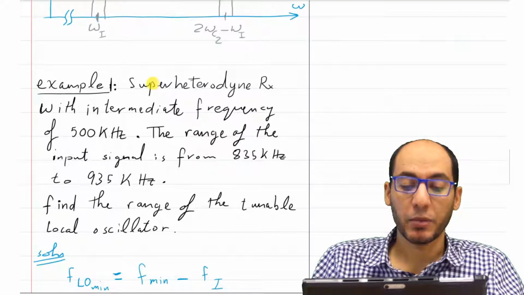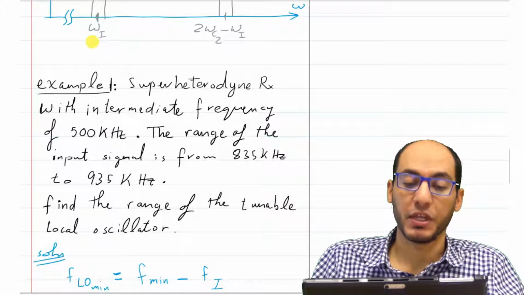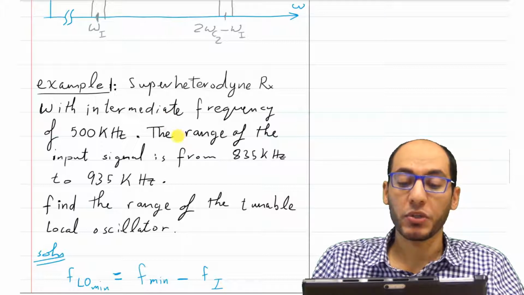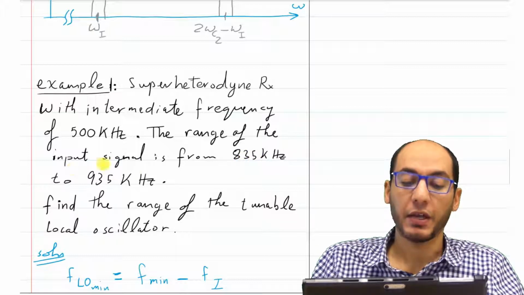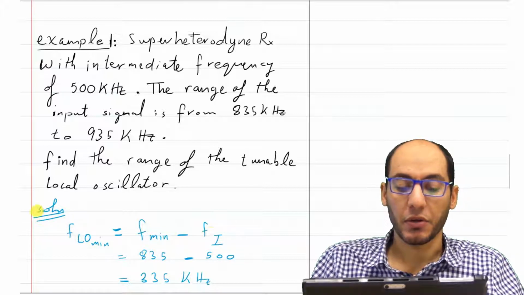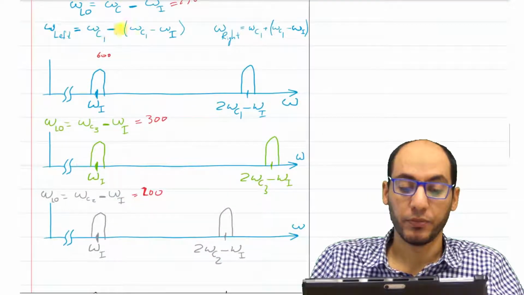Okay, let's take an example. I have a superheterodyne receiver, and the superheterodyne has an intermediate frequency of 500 kilohertz. That's the intermediate frequency, sometimes called the fixed frequency. And what I would like to listen to are some channels between the range of 835 kilohertz and 935 kilohertz. Remember that this is the frequency, not the angular frequency, so it doesn't really matter. It's just a scaling of 2 pi. If you multiply the entire equation by 2 pi, then you're going to get the equation above.